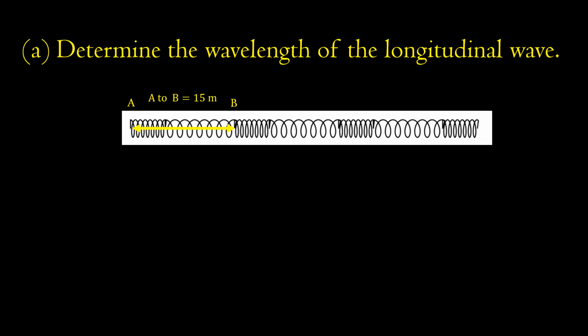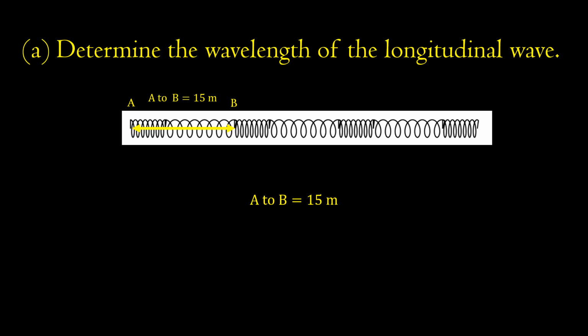Now question A says, determine the wavelength of this longitudinal wave, given all this information. We are not given the wavelength, but we have just said that the distance from A to B is 15 meters. Points A and B are said to be in phase. If 2 points appear at the same position when the wave repeats itself, such as A and B, they are said to be in phase.